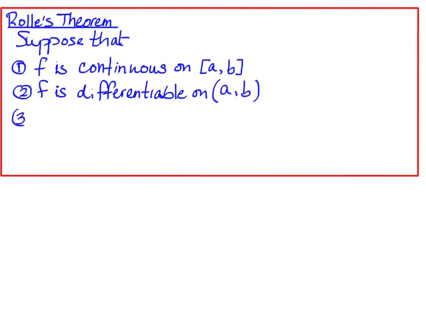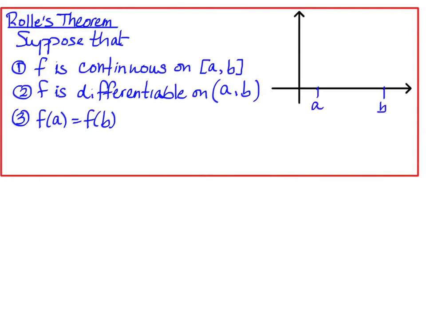And then the third assumption is that f of a is equal to f of b. So those two numbers, a and b, have the same y value or y coordinate. Let's see what it looks like. So here's a and b. If the function f has the same y value at a and b, and it's continuous in between a and b, and differentiable between a and b, that just means it's nice and smooth, doesn't have any sharp corners, and it's got to look like this.